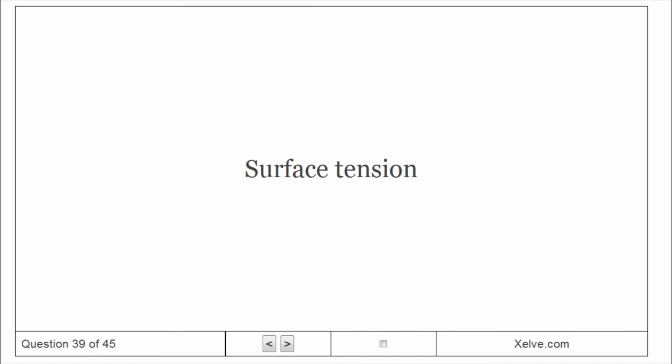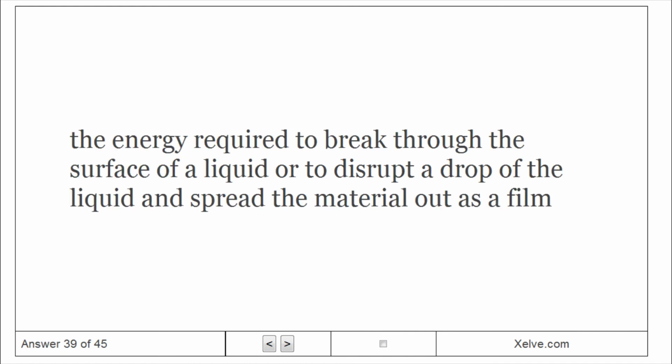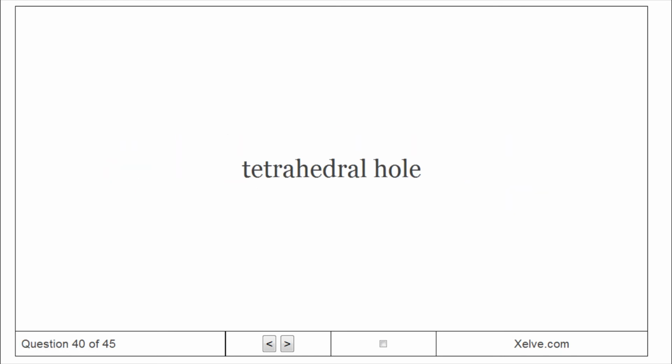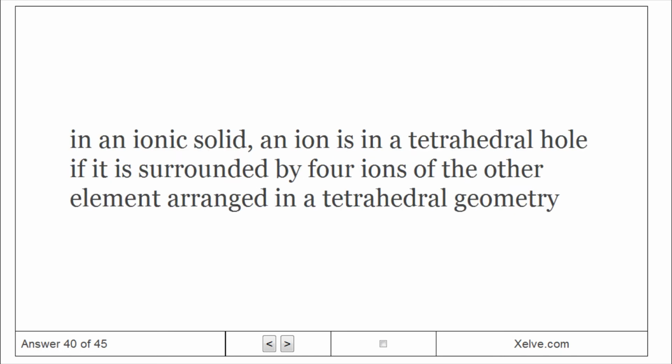Surface tension. The energy required to break through the surface of a liquid or to disrupt a drop of the liquid and spread the material out as a film. Tetrahedral hole. In an ionic solid, an ion is in a tetrahedral hole if it is surrounded by 4 ions of the other element arranged in a tetrahedral geometry.